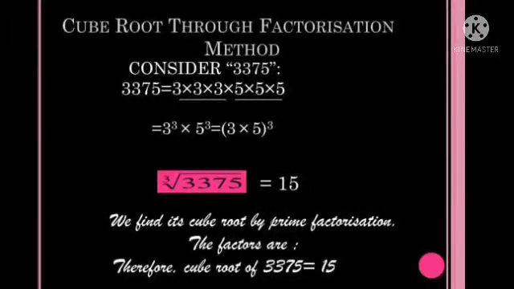Cube root through factorization method. Consider 3375. We are breaking it as 3 multiplied by 3 multiplied by 3 multiplied by 5 multiplied by 5 multiplied by 5. So 3 cubed multiplied by 5 cubed is equal to 3 multiplied by 5, all cubed. So the cube root of 3375 is equal to 15. We find its cube root by prime factorization. The factors are shown. Therefore, the cube root of 3375 is equal to 15.